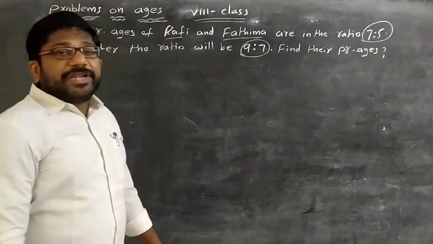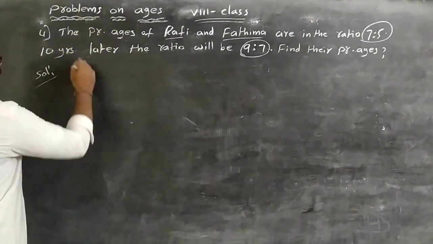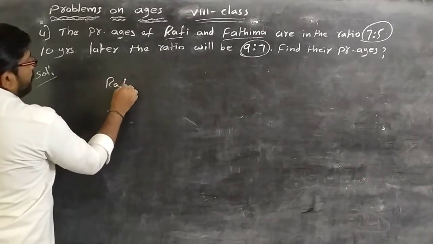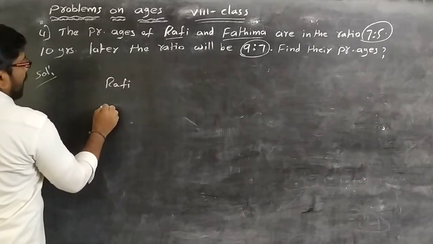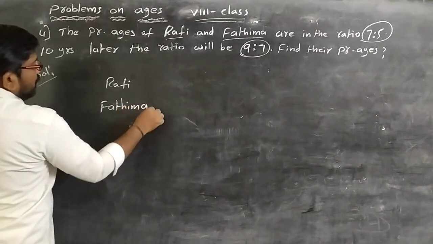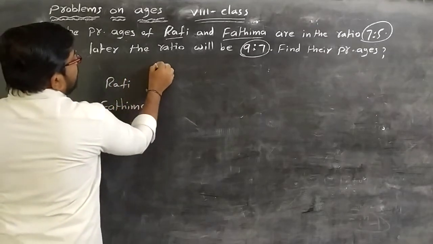Find their present ages. So write like this: there are two persons. The first person is Rafi, and the second person is Fatima.